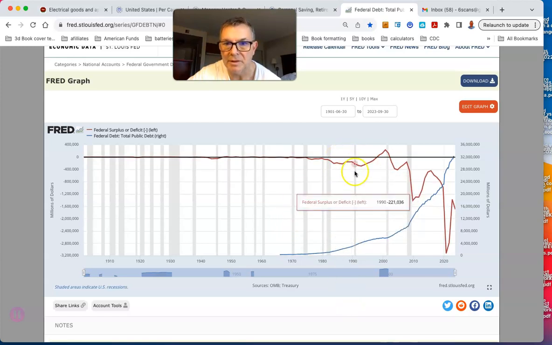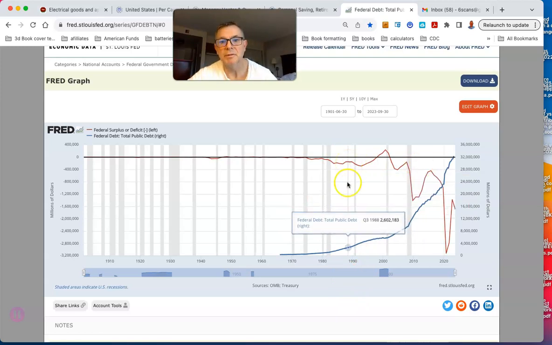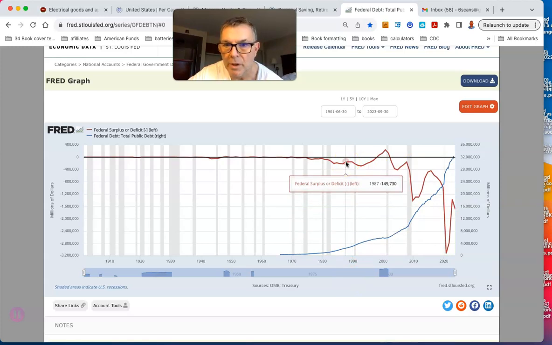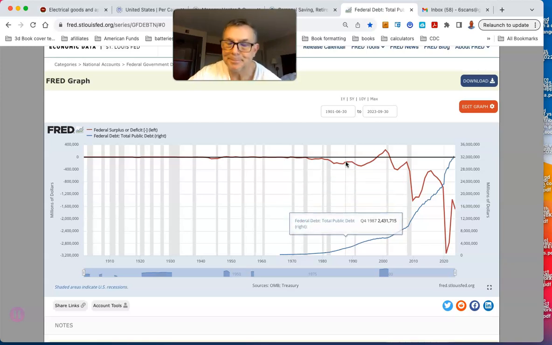Huge deficits, and here's a debt. So you can't just look at the massive amount of debt. You've got to look at the deficit relative to the debt. You've got to compare the two. In this case, we had $149 billion in deficits in 1987 and a debt that was 2.431 trillion.